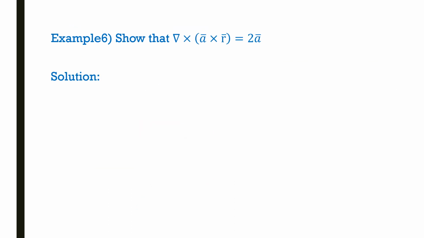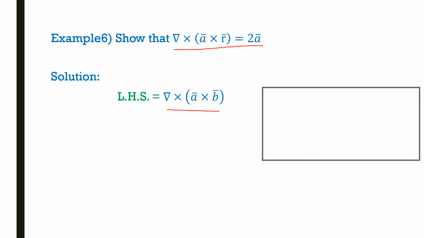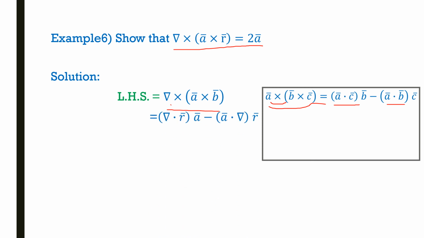Now one more example is here. Show that del cross a bar cross r bar is equal to 2 a bar. So consider the LHS once again: del cross a bar cross r bar. Now we know the vector triple product of three vectors, a bar cross b bar cross c bar, is a bar dot c bar into b bar minus a bar dot b bar into c bar. Therefore del dot r bar into a bar plus a bar dot del into r bar. The same formula we have used here.